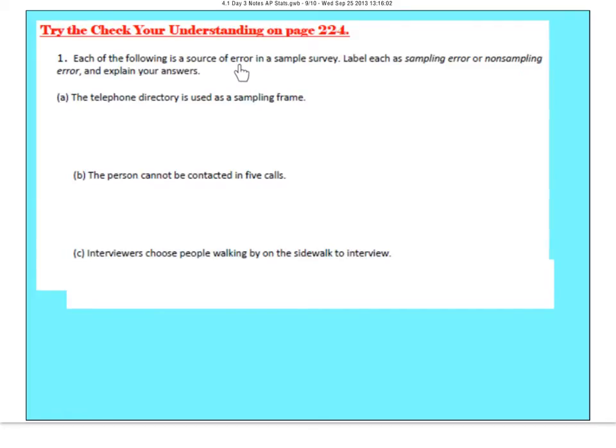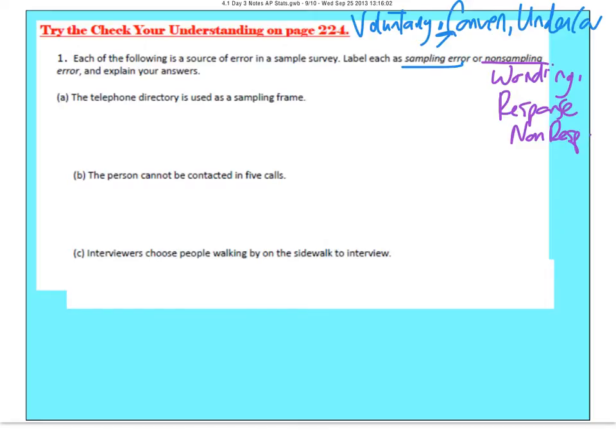Each of the following is a source of error in the sample survey. Label each as a sampling error or non-sampling error, and then explain your answers. Recall, sampling errors and how they were created could be that it was voluntary, it was a convenient sample, or there was undercoverage taking place. Whereas the non-sampling error, which happens after the fact, could be the wording of the question, the response bias, or the non-response bias that may have happened.